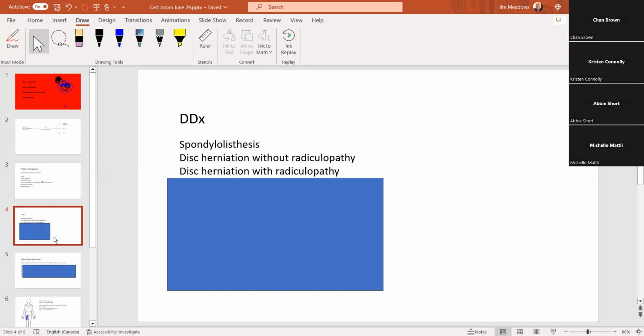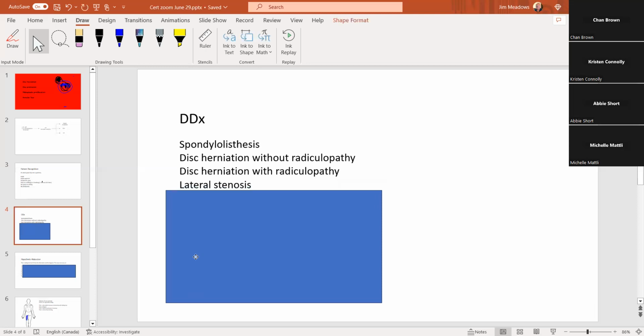But you can see the problem. If you went through every test you think is appropriate to prove a disc herniation with or without a radiculopathy, you're going to spend a long time saying, oh, that's not what it is. So this is a very cumbersome way for us to do this, but nonetheless, let's stick with it for a bit. So the next differential, lateral stenosis. Okay.